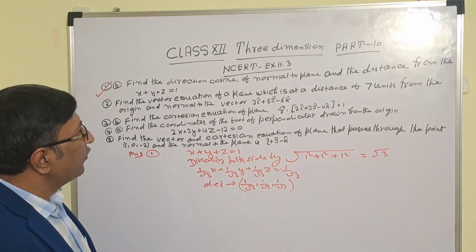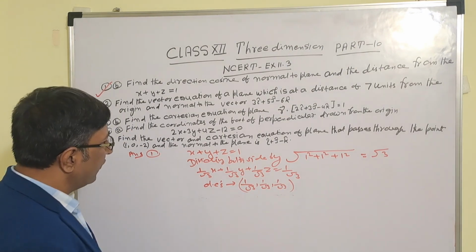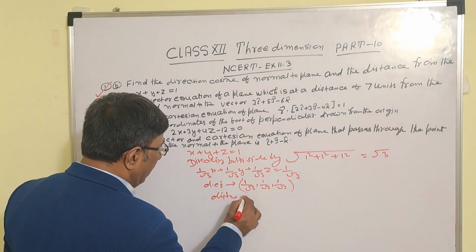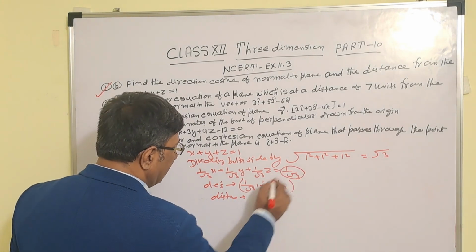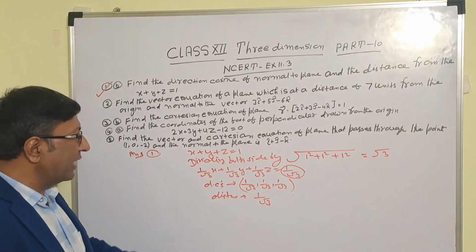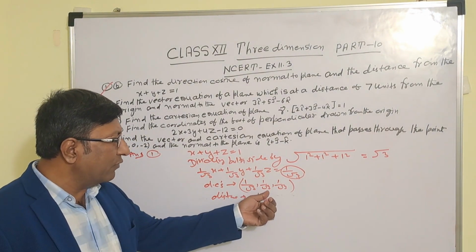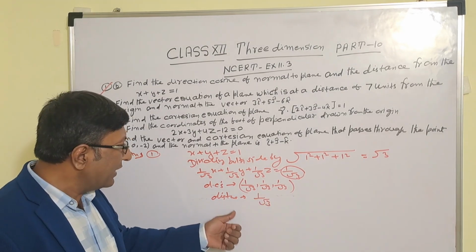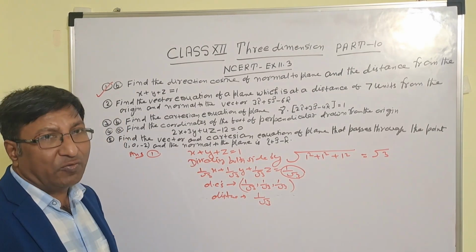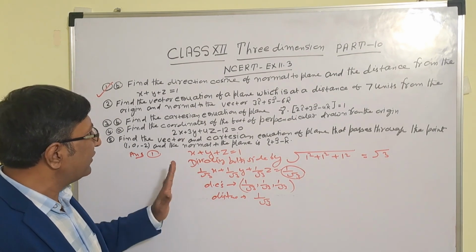And second, we have to find distance from the origin. So distance is equal to what? That is this. So this is what? 1 by root 3. So our correct answer is direction cosine 1 by root 3, 1 by root 3, 1 by root 3 and distance from origin is 1 by root 3. So this is the standard equation and basic format for this type of question.